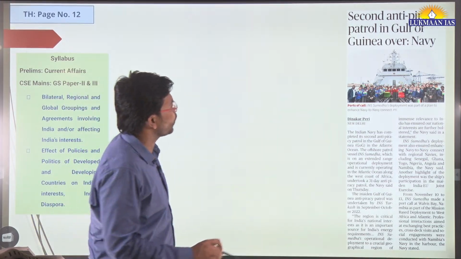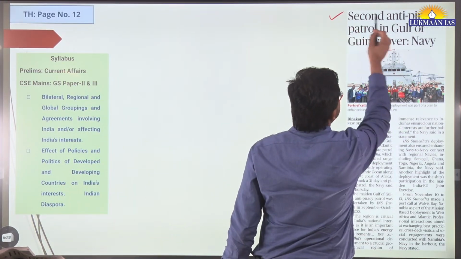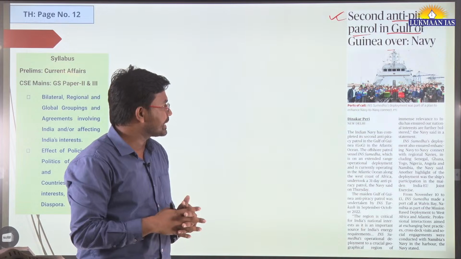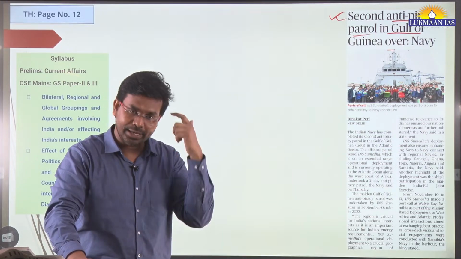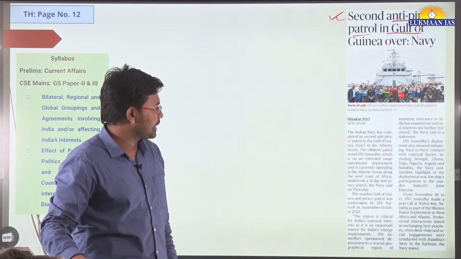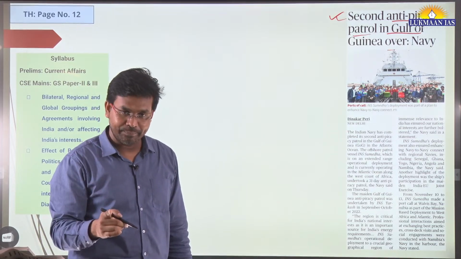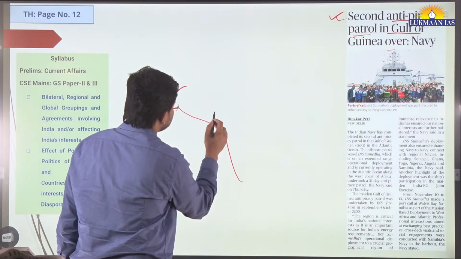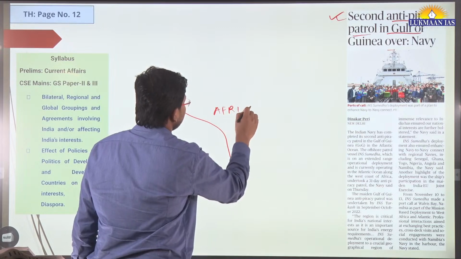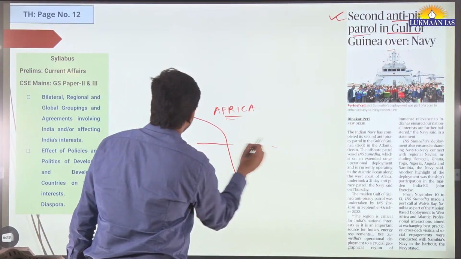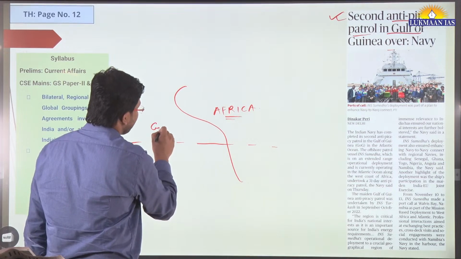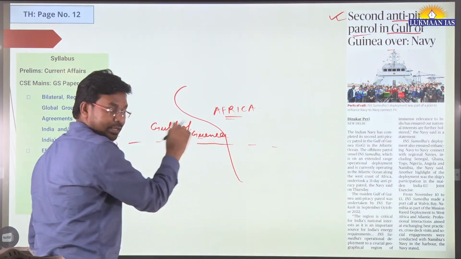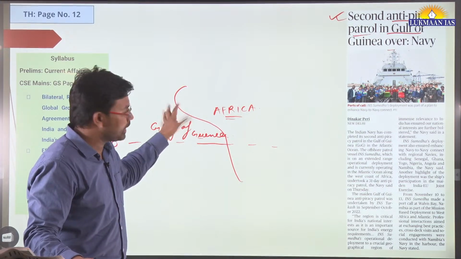So now we have another topic. It says anti-piracy patrol in Gulf of Guinea over. So recently India has participated in an anti-piracy patrol, a kind of exercise where people have been trained how to go for anti-piracy. This has been conducted in the Gulf of Guinea, the place that we discussed in the beginning of the discussion. This is Africa, the western portion of Africa. This was the equator, 0 degree, and this is where the Gulf of Guinea was located. We have seen its mapping earlier also today.